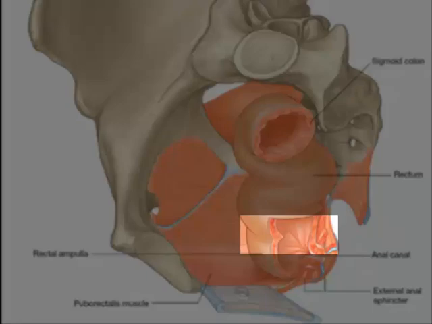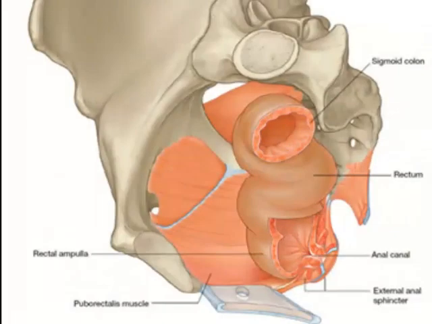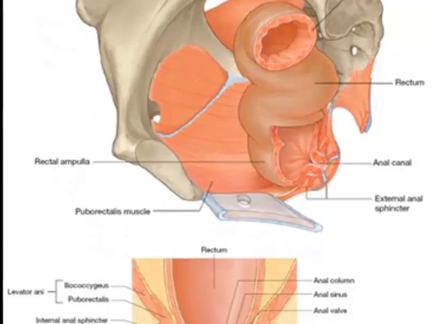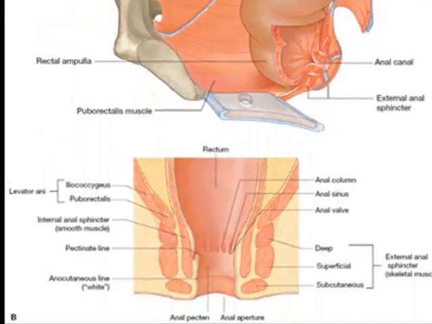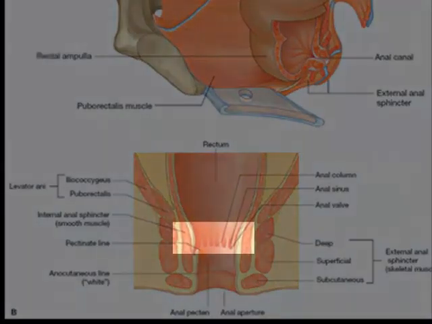We have the transverse rectal fold. This is located between the flexures about 5 to 8 centimeters from the anus. And then lastly, we have the anal columns, and these are longitudinal folds in the distal rectum.